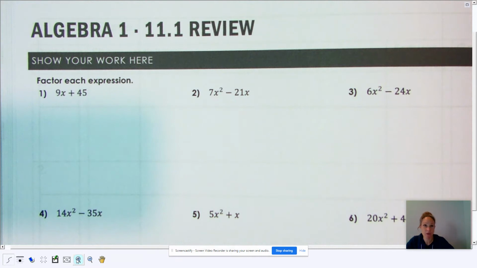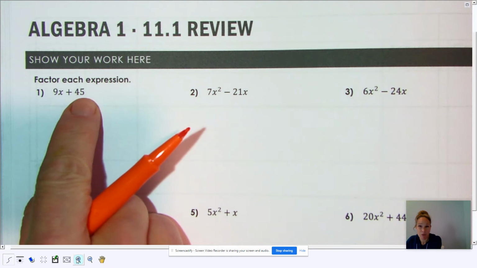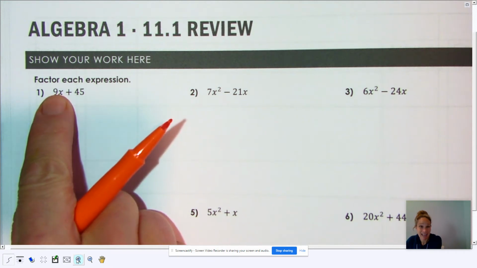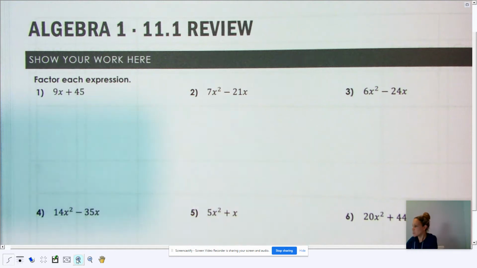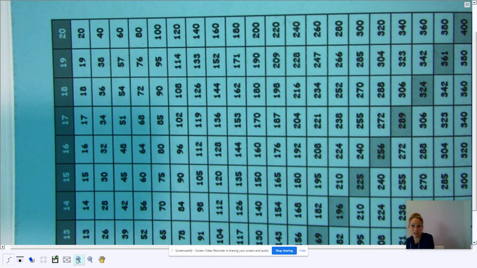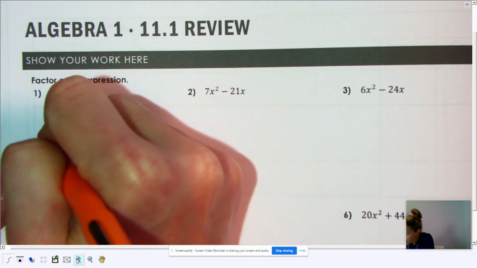So we are on page 109 of your workbook, and we are factoring out a greatest common factor. Remember, if you watched my video for the 11.1 lesson, I have two secret shortcuts. Number one is check the smallest number and see if it goes into both of them. So the smallest number here is 9. Can 9 also go into 45? Yes, it can. You can use the multiplication chart on the back of your workbook to check that if you weren't really sure. So I'm going to be pulling out a 9.